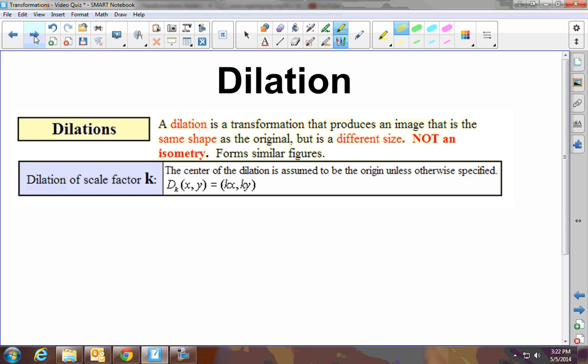Our last transformation is a dilation, and this one's a little different because a dilation is a transformation that produces an image that is the same shape but a different size. It is not an isometry. Okay, so same shape, different size. You'll remember that means it's similar. Get all this down. But this is pretty easy to see when I show you what this K means.